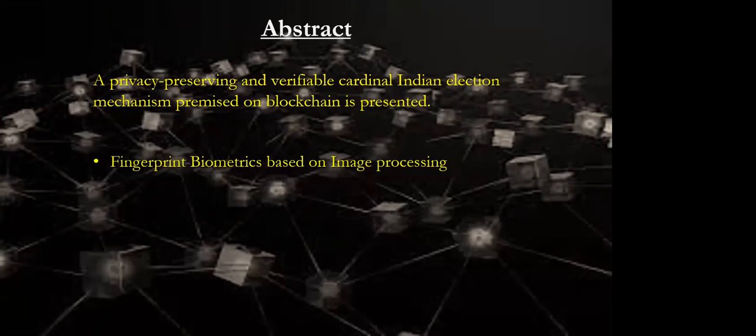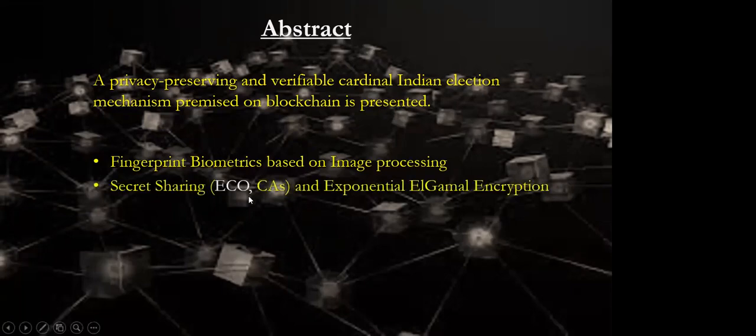So first we'll be discussing about the fingerprint biometrics, which is based on some advanced image processing techniques like visual cryptography. There is digital watermarking and QR codes as well coming into action. Then there is an Election Commission Officer, or ECO as an acronym, and constituency authorities. So ECO basically shares a secret amongst all of these CAs.